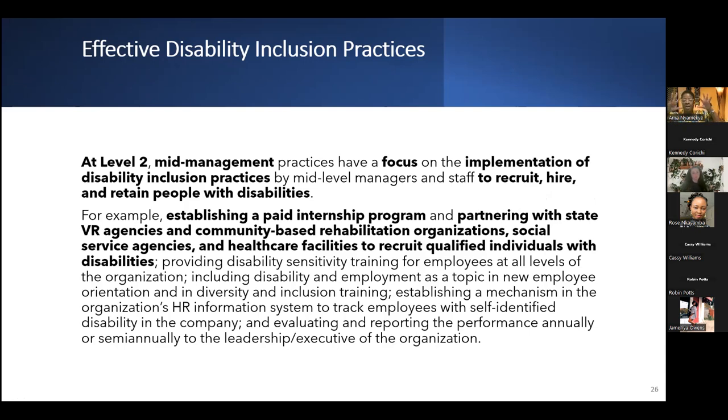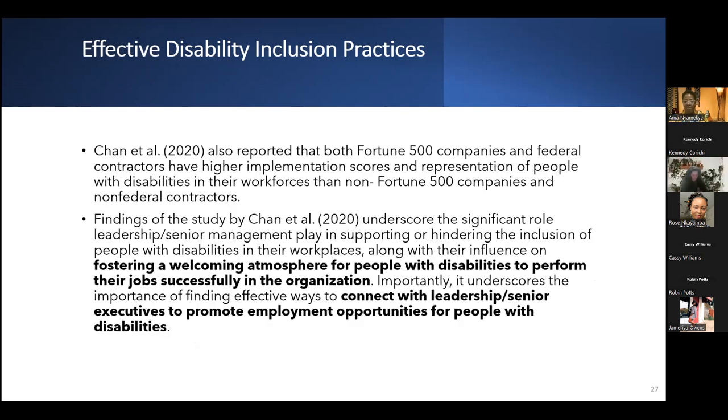So overall, it's just infused. They want to make this a common theme that's infused in every aspect. And how they look to apply it in other ways is through paid internship programs, partnering with state VR agencies and community-based rehabilitation organizations, social service agencies, et cetera, to recruit individuals with disabilities and put some of the practices in place.